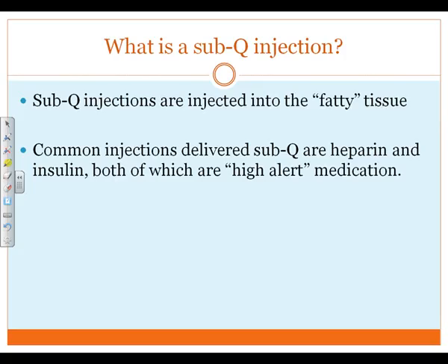All right, we're going to talk about sub-Q injections first. They're injected into the fatty tissue. Common injections delivered sub-Q are heparin and insulin. Heparin can be given IV also, but a lot of times it's given sub-Q. Heparin and insulin are both high alert drugs, and both of them are given sub-Q. So don't just think because it's a sub-Q injection, it's no big deal.